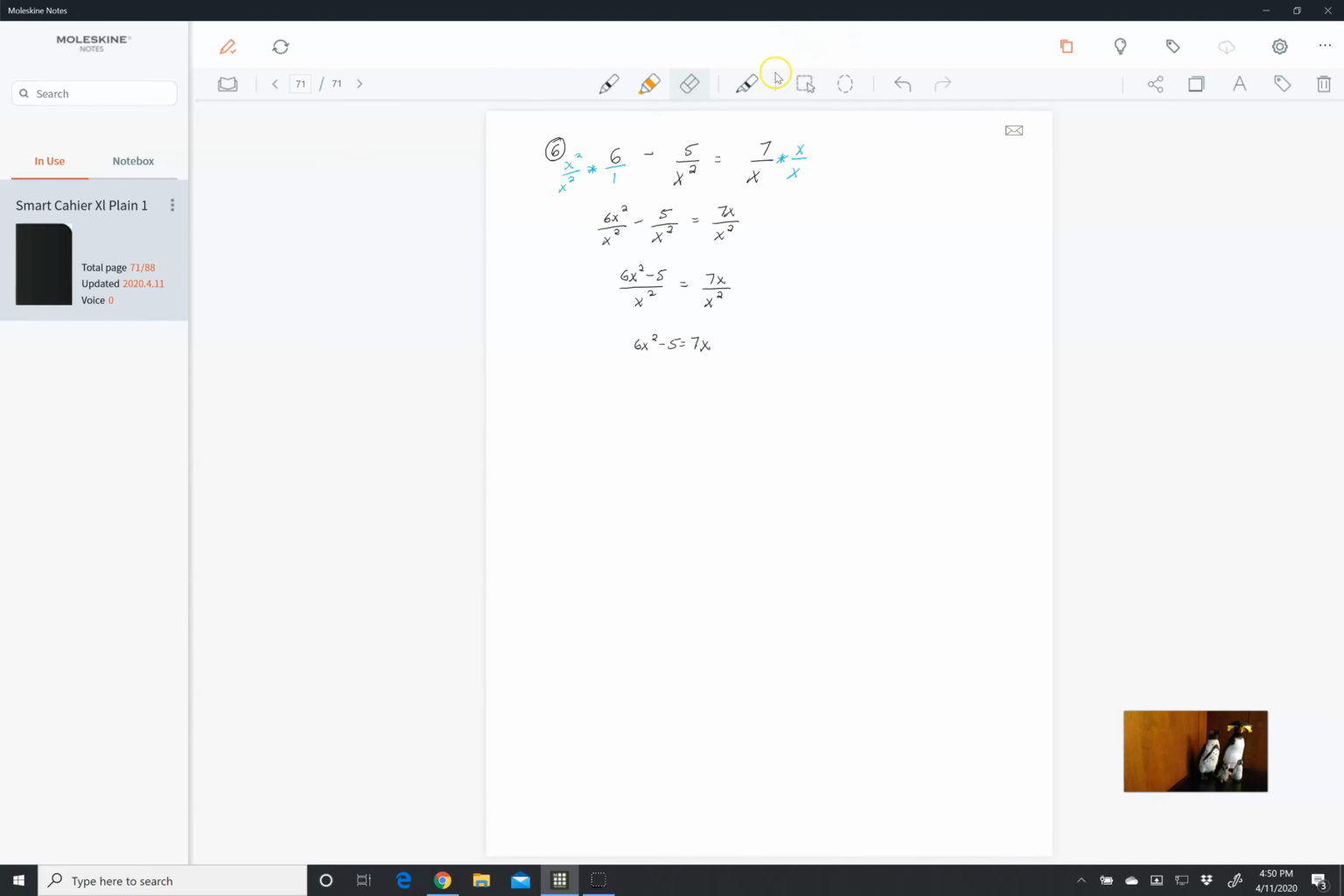This is quadratic, so this is why I said keep paying attention, keep the video on, because you'll get different types. So this is quadratic, which means we want to set it equal to 0. I'm going to bring this up here. Essentially what we're doing is subtracting 7x from both sides. So what we wind up with is a beautiful quadratic: 6x squared minus 7x minus 5 is equal to 0.